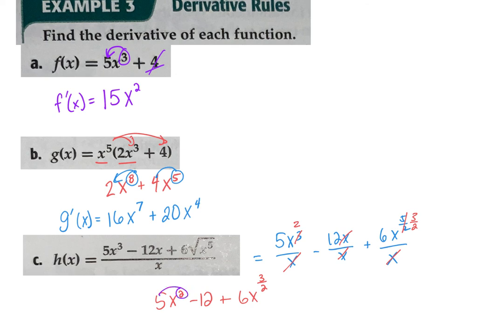This multiplies through to 10x to the 1. Constant zeroes out. Multiply this through. Plus 3 halves times 2 is what? 3 halves times 6 is 9. x to the 1 half. Or you can say 10x plus 9 square root of x.